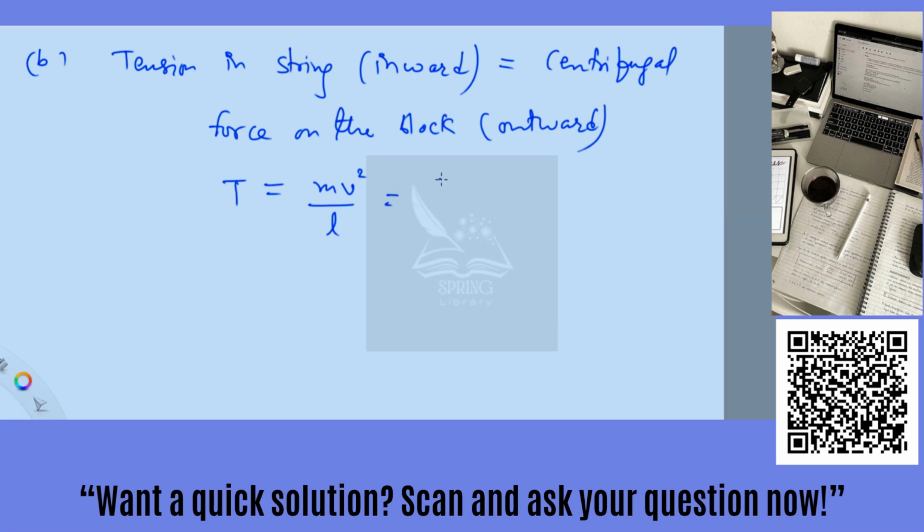So for mass, this is 0.2 kilogram. This is 3.9 to the whole square for velocity, divided by 0.5, the length of the string, which comes out to be 6.2 Newton, the tension in the string. And here it becomes the answer for the second part of the problem.